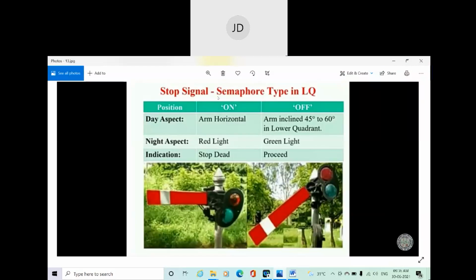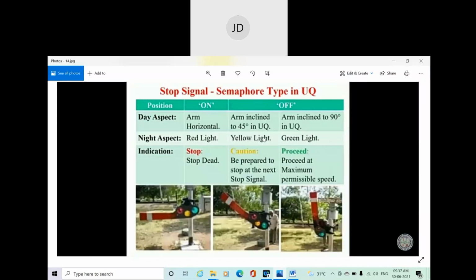Here you can see stop signal, semaphore type, lower quadrant. When lower quadrant of semaphore signal is installed, your arm will be inclined in the downward direction. And horizontal means what, we have already discussed these things, right? So we are not going to repeat these things again.